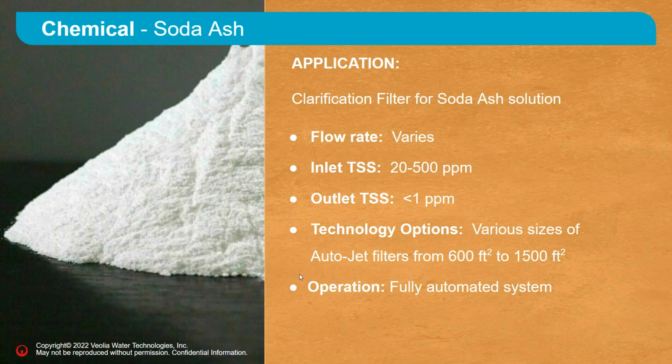These are the process parameters for a typical soda ash process. Flow rate again varies from application to application, but the inlet solids coming in are between 200 to 500 ppm, and the outlet requirements are usually less than 1 ppm. We've installed Auto-Jet filters from 600 to 1500 square feet area, and again, these are typically fully automated systems.